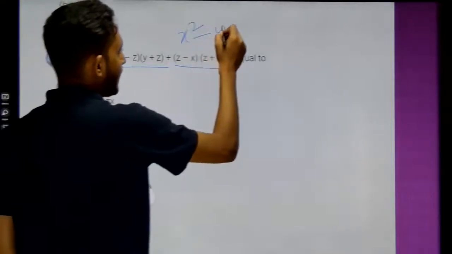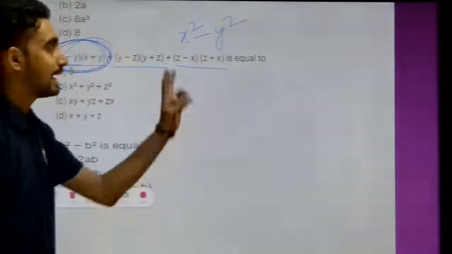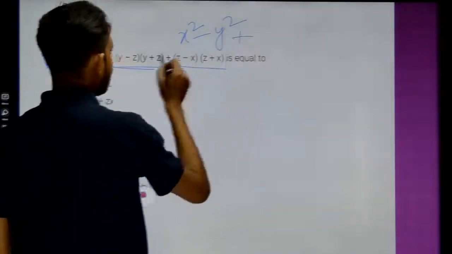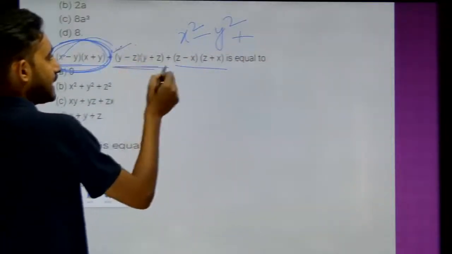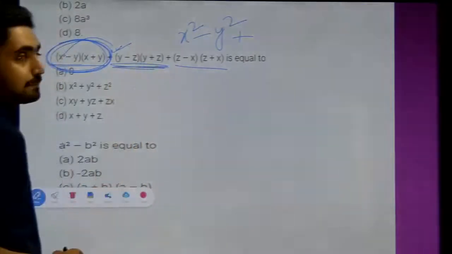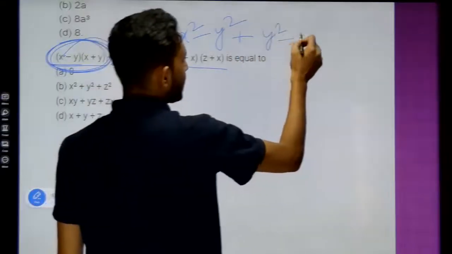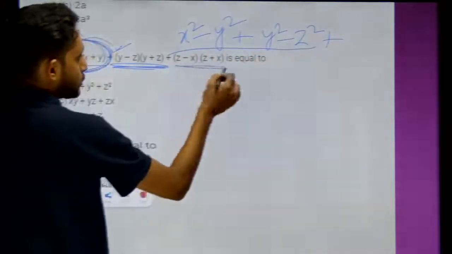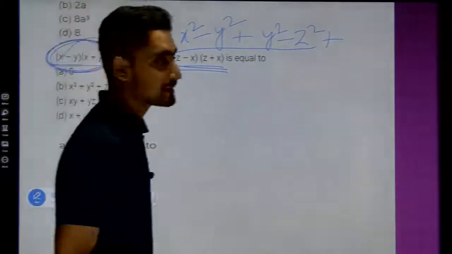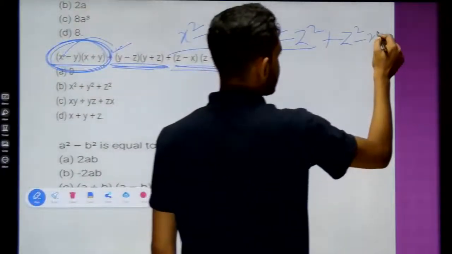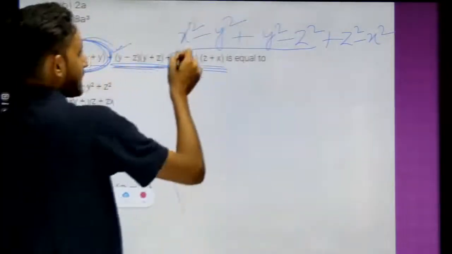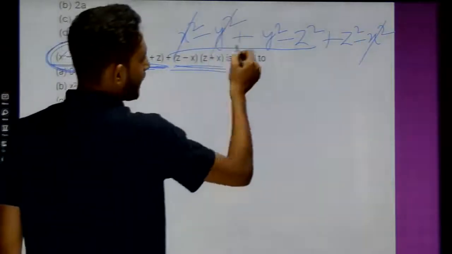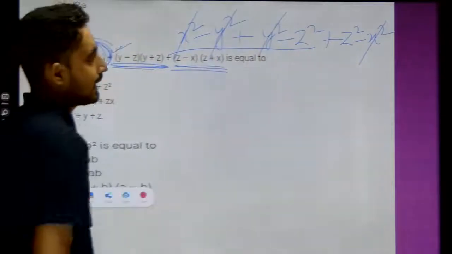Very good, very good. So obviously we can say (x minus y)(x plus y). This is the formula, which formula? (a minus b)(a plus b), which is x square minus y square. And after that this plus sign gives again a formula: (y minus z)(y plus z), write down y square minus z square. Plus, this plus, this is also a formula: z square minus x square. Write down z square minus x square.